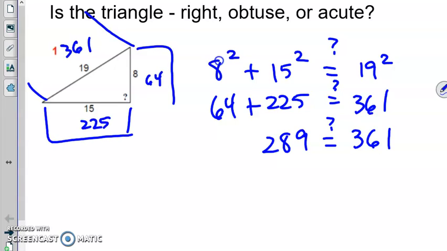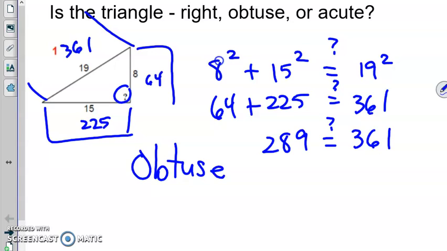So what do you think? Is it an acute triangle or obtuse triangle? It is obtuse. If you think about it, if it's perfect, then it would be 289. But to make the square 361, it means the angle has to actually open up more, down here where the question mark is, to make that square get bigger. So this triangle is obtuse.